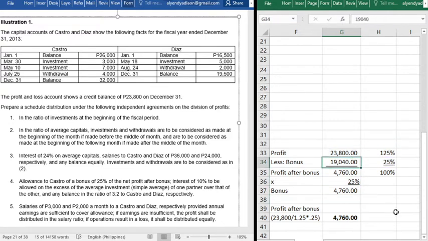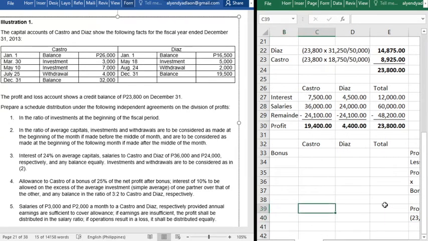Now, how about if we're gonna follow 4,760? So, 23,800 minus 4,760, that is 19,040. 19,040 times 25%, that is 4,760. So our bonus is 4,760. Okay, now next, this is our bonus, 4,760. So we're gonna allow it to Castro, 4,760. So no other bonuses. The total is 4,760.